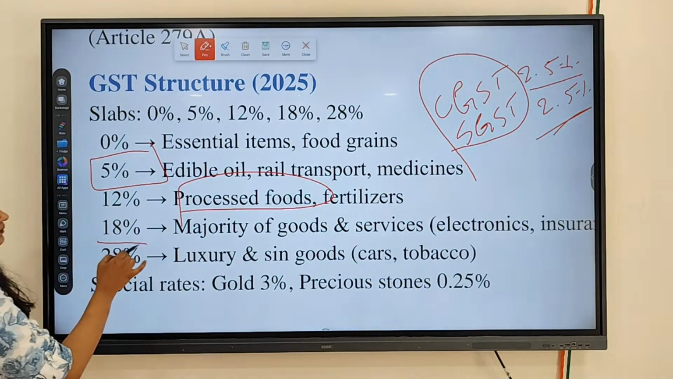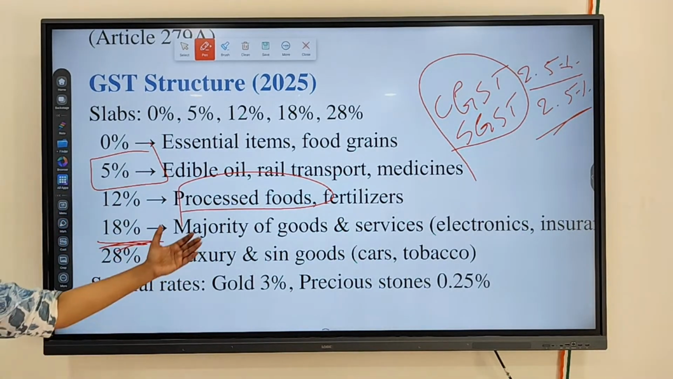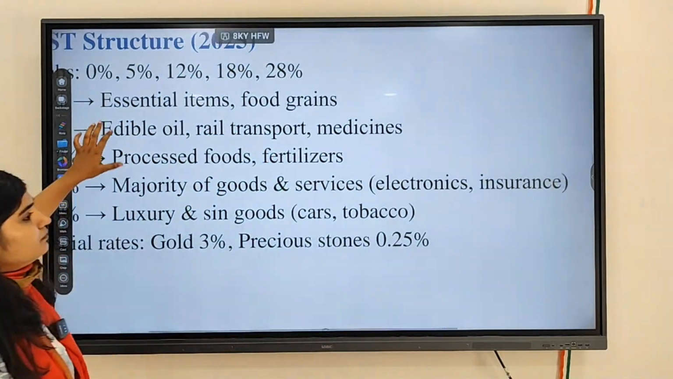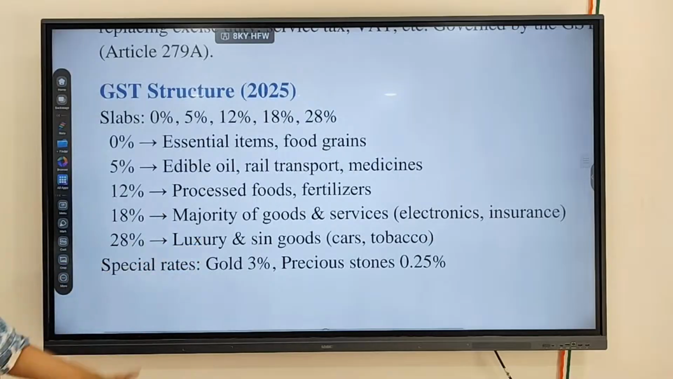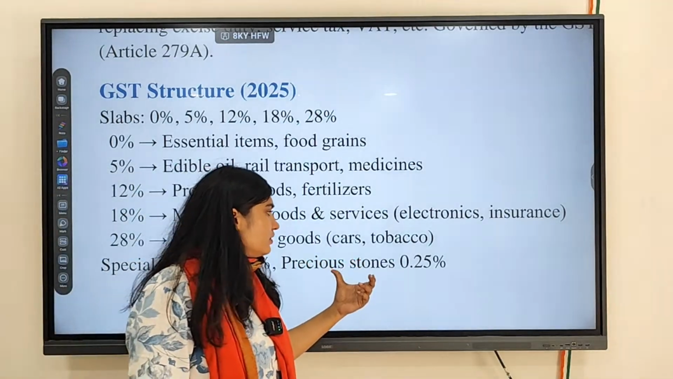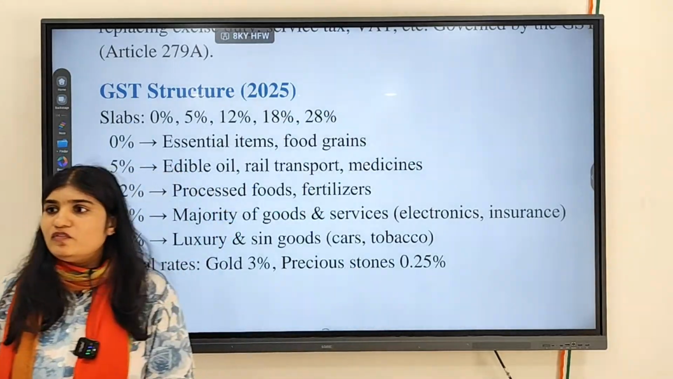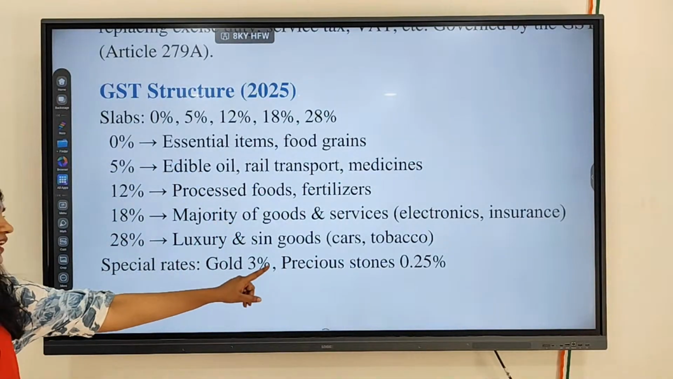Next comes the goods and services for electronics, insurance also. Whatever the electronics, the laptop, the mobile phone you purchase, for that it is 18 percentage. Next, luxury cars, luxury bike, and tobacco, that comes under 28 percentage. For gold, it is 3 percentage. For the unpolished precious stones, it is 0.25 percentage. You should know this one. This is frequently asked.